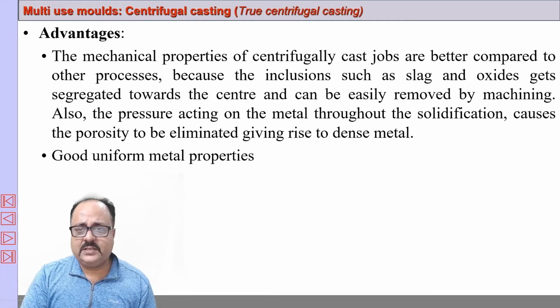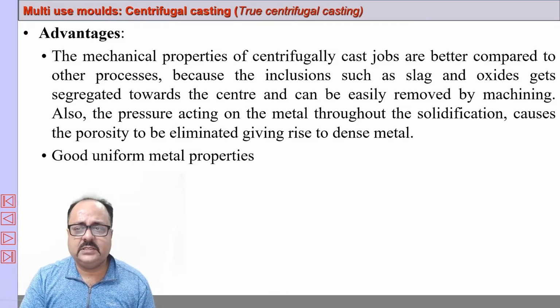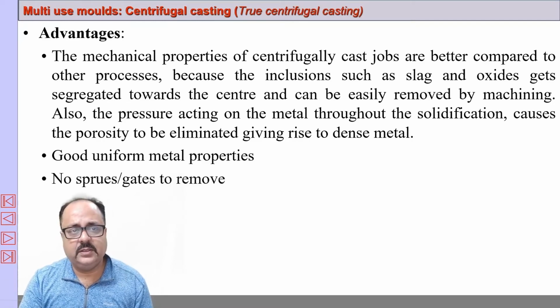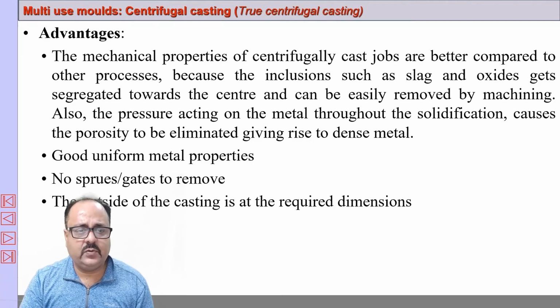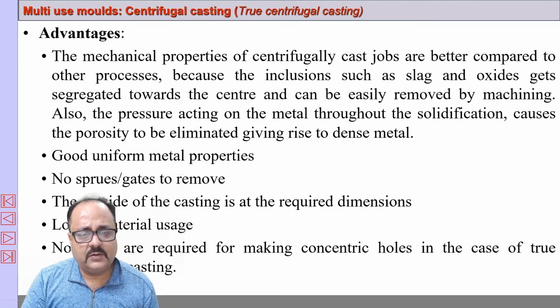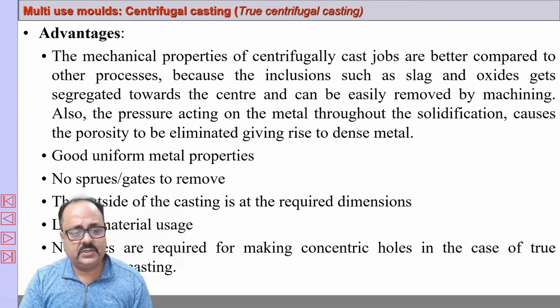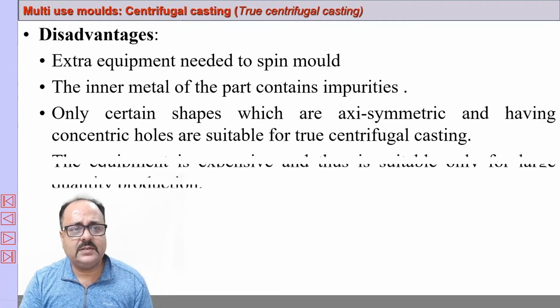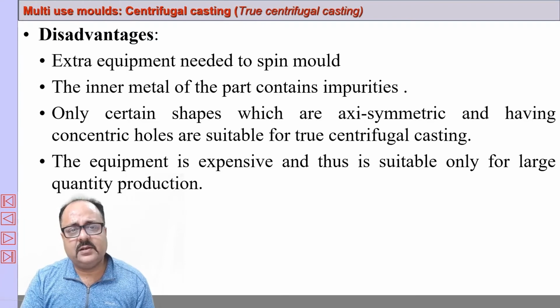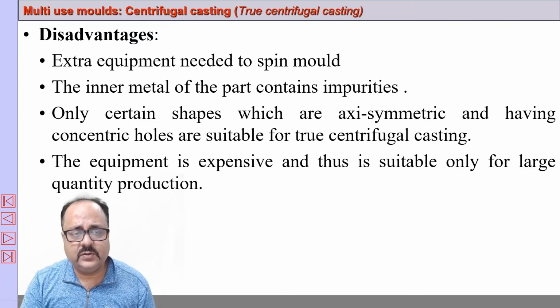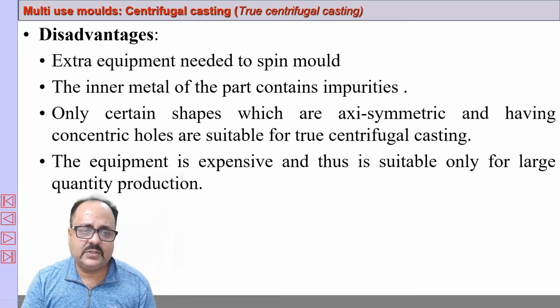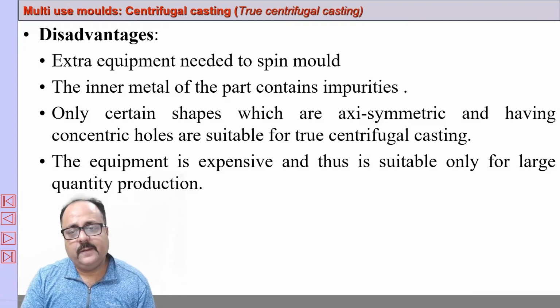The mechanical properties of centrifugal castings are better compared to other processes, and the slags and oxides segregate on the inside, where they can be easily separated. Good uniform metal properties, no sprue or gates to remove. The outside of the casting is at required dimensions, lower material usage, no cores are required. So these are the advantages. Some disadvantages: the equipment cost is high, the inner metal of the part contains impurities which have to be removed, and only simple shapes which are axisymmetrical can be made. So these are some of the limitations of true centrifugal casting.